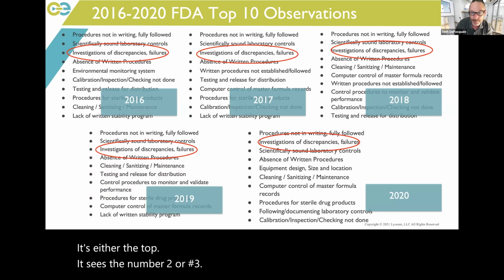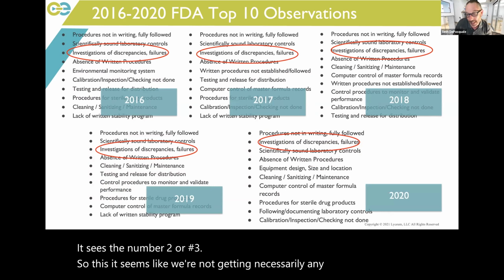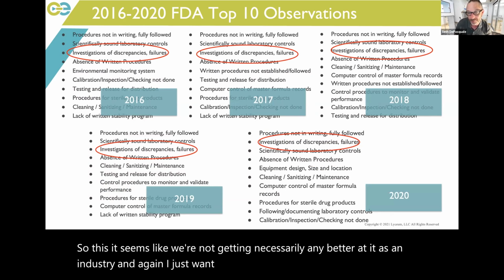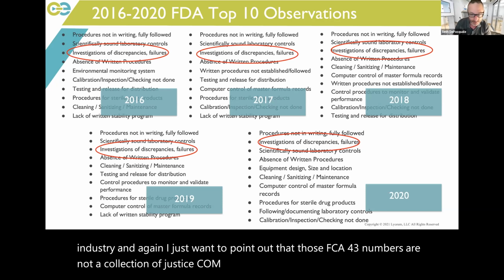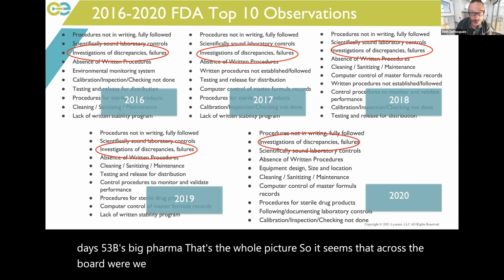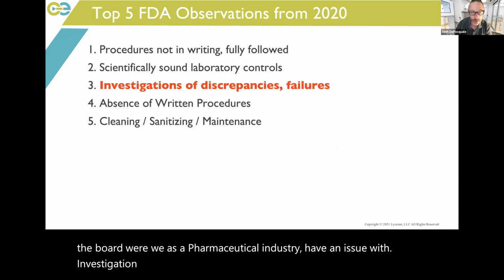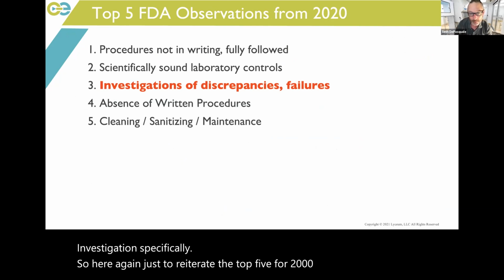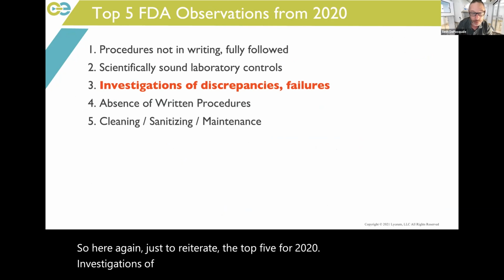So it seems like we're not getting necessarily any better at it as an industry. And again, I just want to point out that those FDA 483 numbers are not a collection of just compounding pharmacies. That's 503As, 503Bs, big pharma. That's the whole picture. So it seems that across the board, we as a pharmaceutical industry have an issue with investigation specifically. So here again, just to reiterate the top 5 for 2020, investigations of discrepancies or failures is number 3.